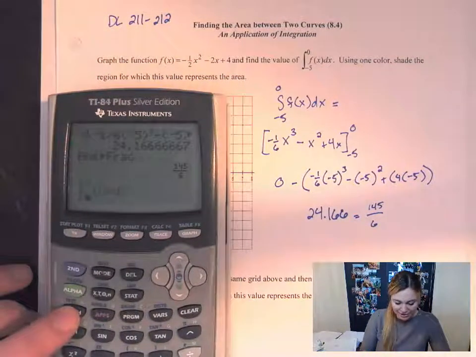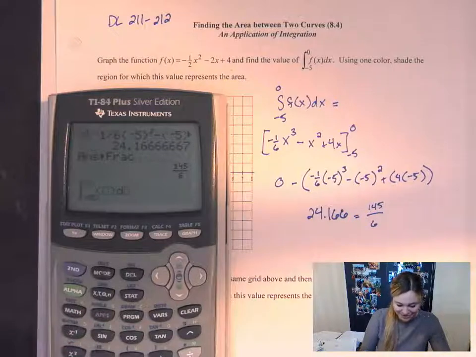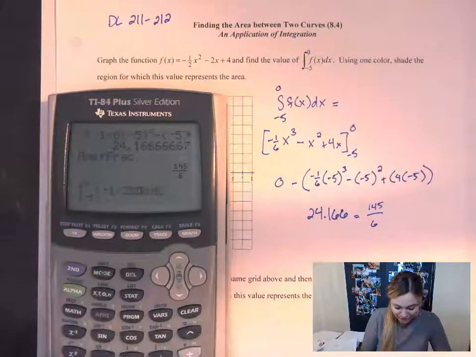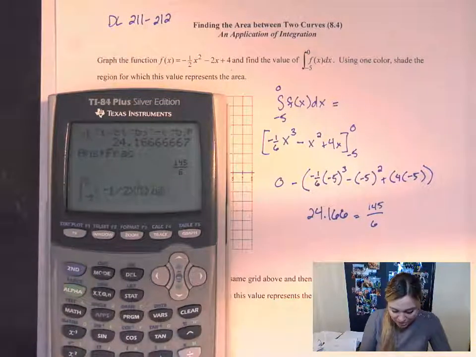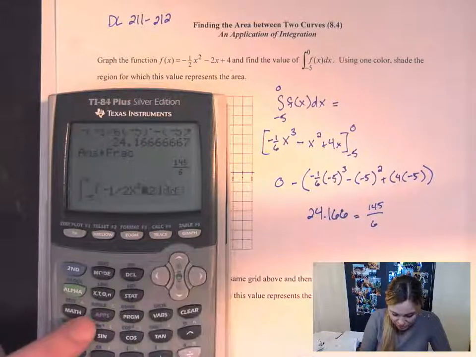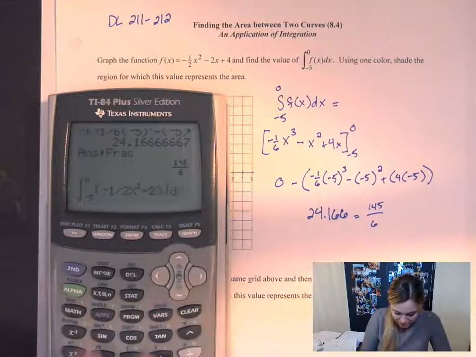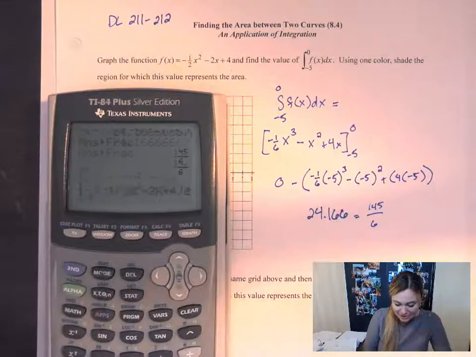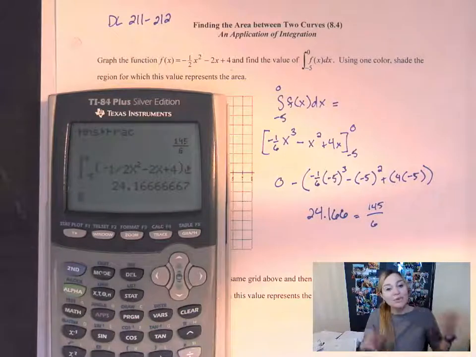And you might say, well, if you're going to use your calculator anyway, why don't we just go to math 9 and integrate from negative 5 to 0. For my function f of x, I would put in my actual function, so negative 1/2 x squared minus 2x plus 4, and don't forget your dx over here, and I should get the same thing. Hey, I did. So either way is fine.